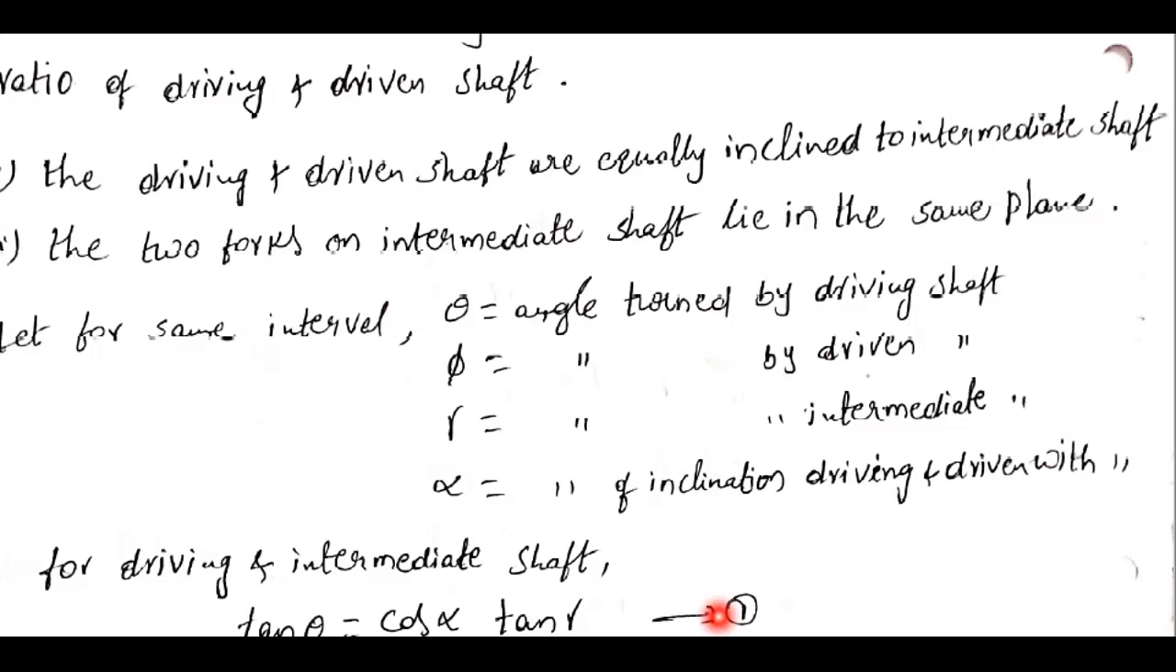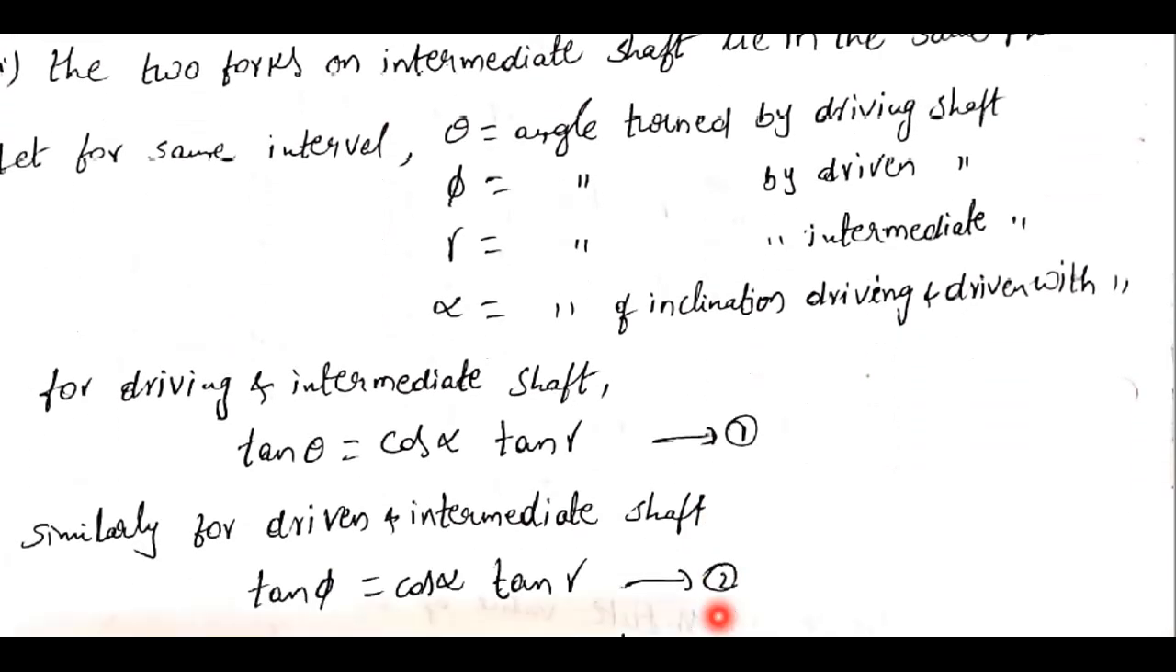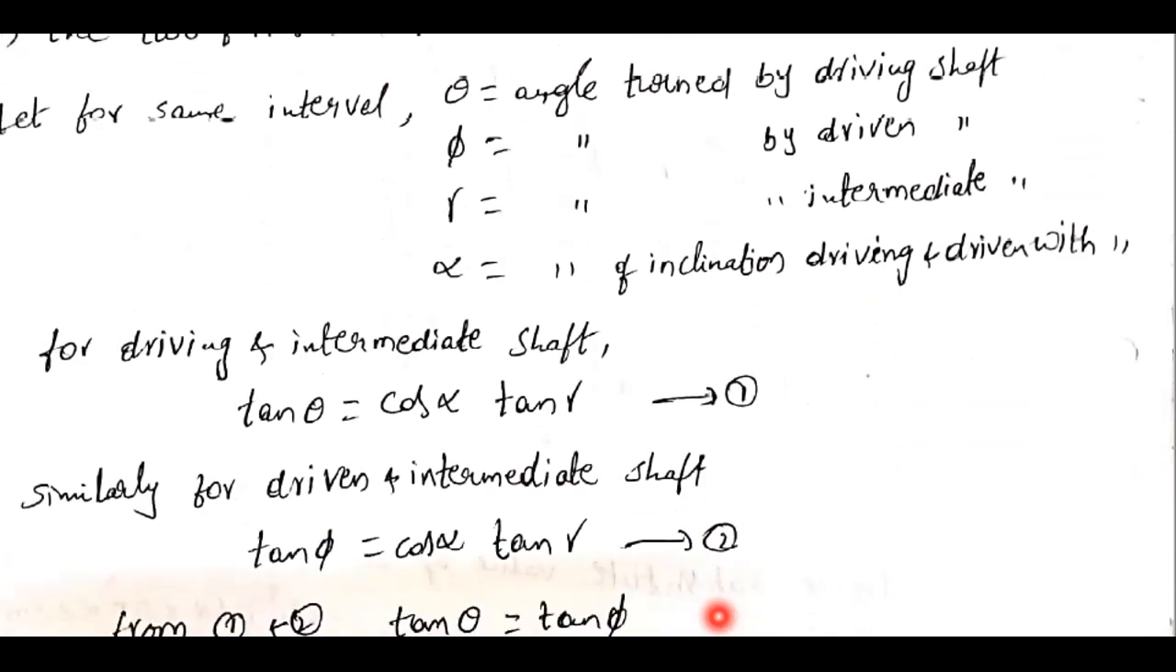Now going to see some of the derivation. Before starting, we have some notations. Theta is the angle turned by the driving shaft, phi is the angle turned by the driven shaft, gamma is the angle turned by the intermediate shaft, and alpha is the inclination of the driving and driven shafts.